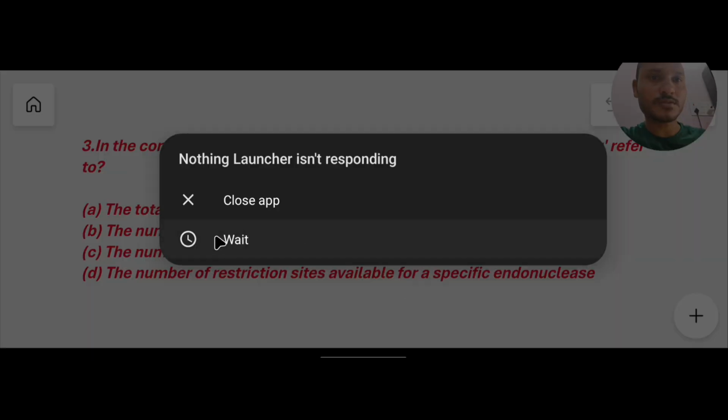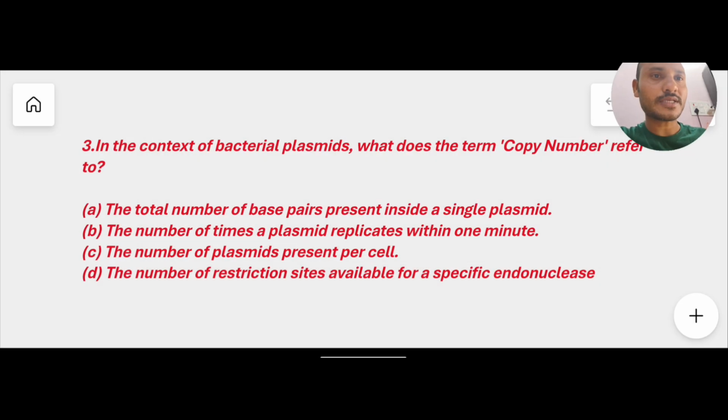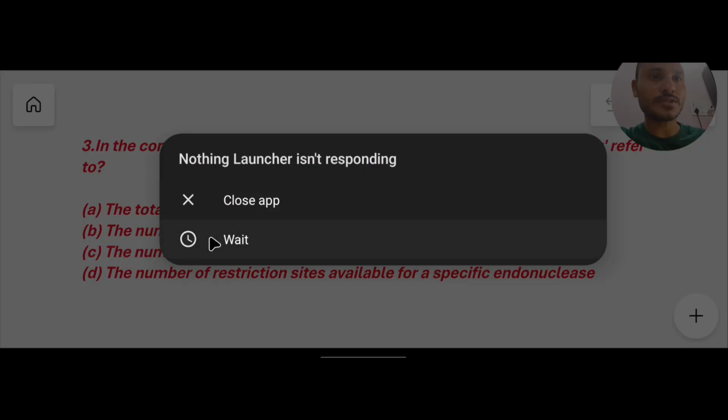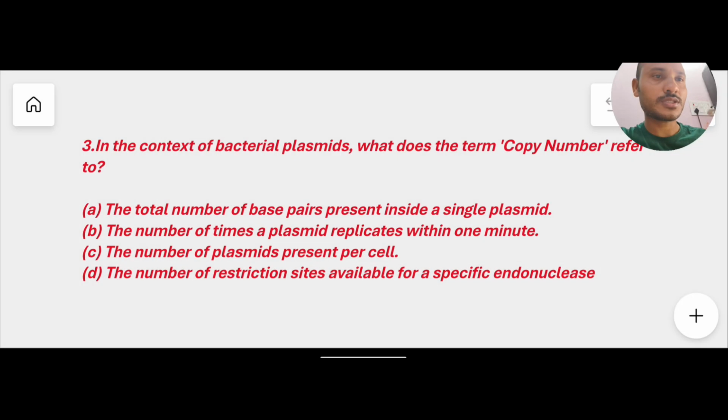And the last MCQ: in the context of bacterial plasmids, what does the term copy number refer to? Read the four options, and drop your answer in the comment box.